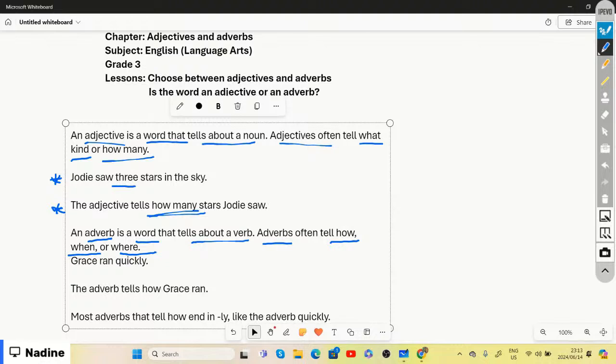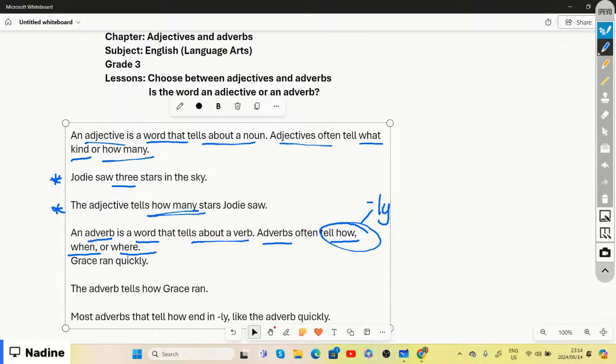And if we were to answer the question, usually when a question answers how, then our adverb needs to end with an ly. So if the adverbs tell us how, then it means that our adverb is going to end in ly.